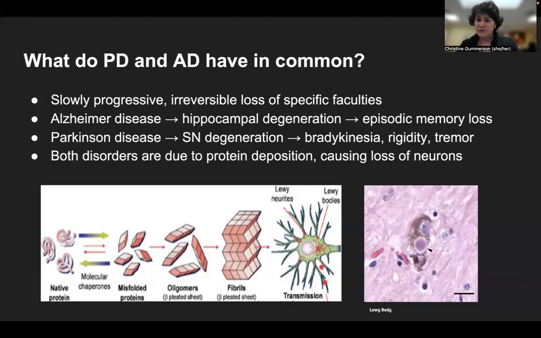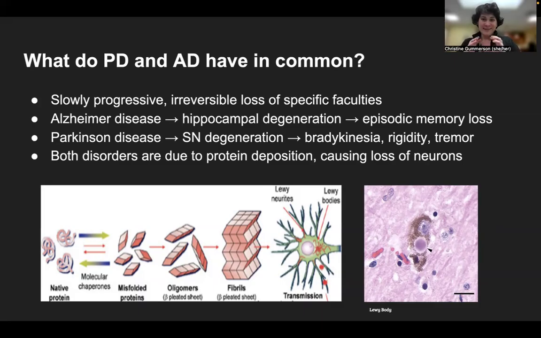Conversely, with the substantia nigra degeneration, we get bradykinesia, we get rigidity, we get tremor. That tug of war between the direct and indirect pathways is compromised. So both disorders start with protein deposition and loss of function of a part of the brain, but because very different parts of the brain are impacted, we see different symptoms.